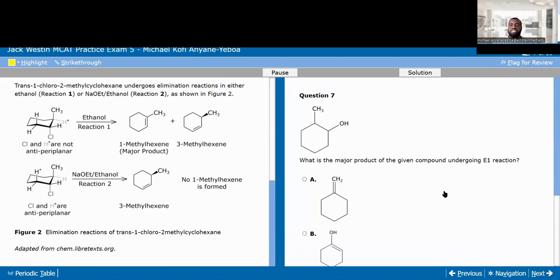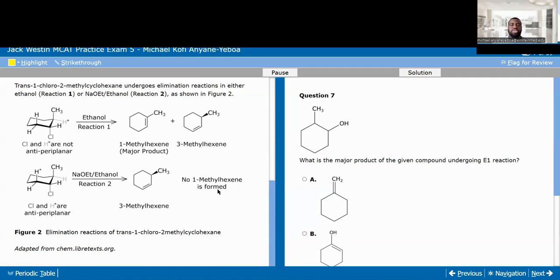Let's go to the next question and see. So we have a compound here. What is the major product of the given compound undergoing E1 reaction? I'll be honest, I've forgotten how to name these compounds, but I see my alcohol group here. And it's pretty much the same as these. Looking at the orientation, looking at the carbon and where they are, the methyl group is on the carbon adjacent to the halide or the alcohol.